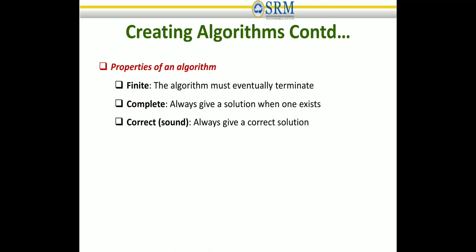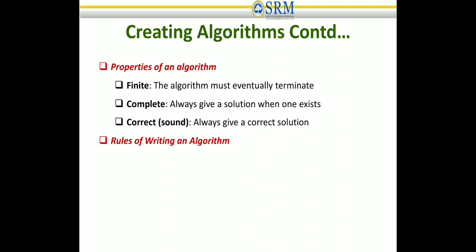If you have made an algorithm, it has to give a solution. Every algorithm has a solution. You cannot draw an algorithm without giving a solution. Even if it is right or wrong, it has to give a solution. Correct: always give a correct solution. See, complete and correct are correlated. It has to give a solution as well as a correct solution.